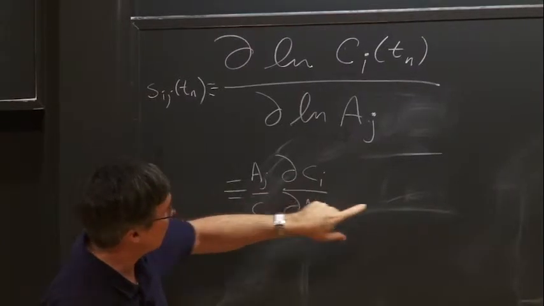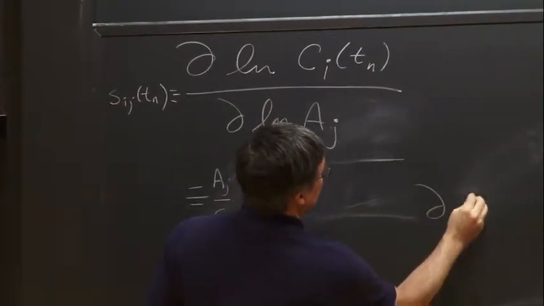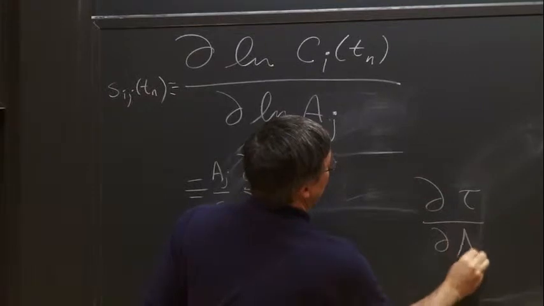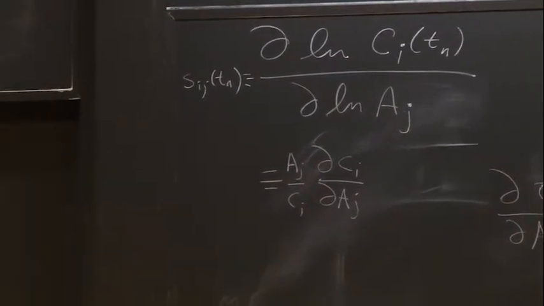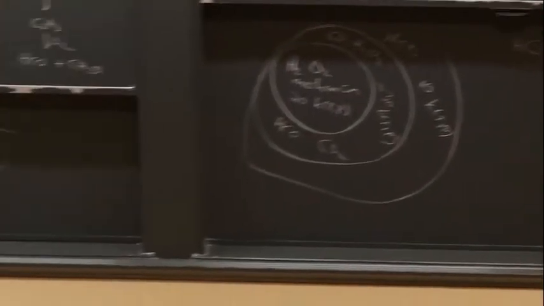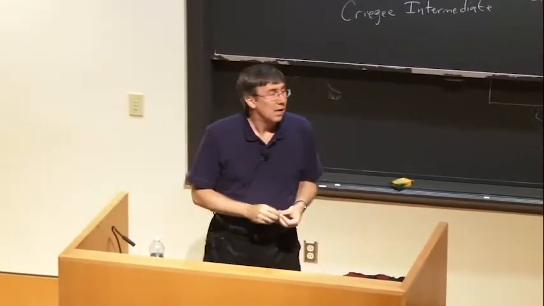If you have all these derivatives, then you can also figure out things like the derivative dτ/dAj, which is some function of these by the chain rule. So then you can get the sensitivity to everything you want to know.